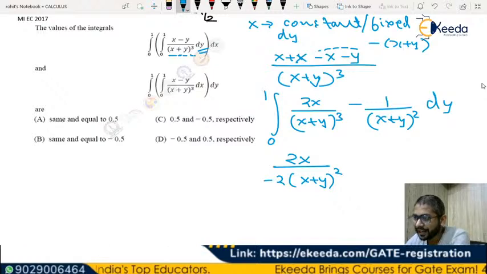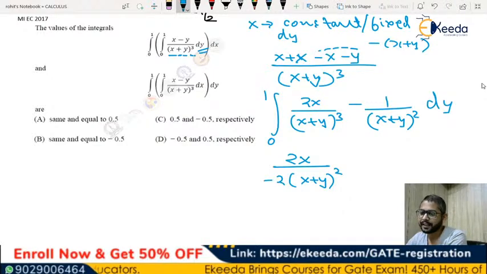BSc third. We are into the GATE engineering mathematics part, right?